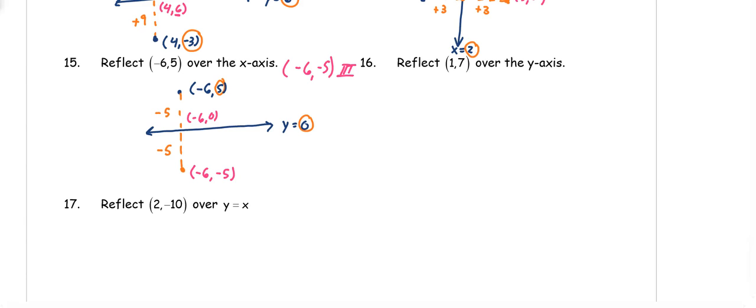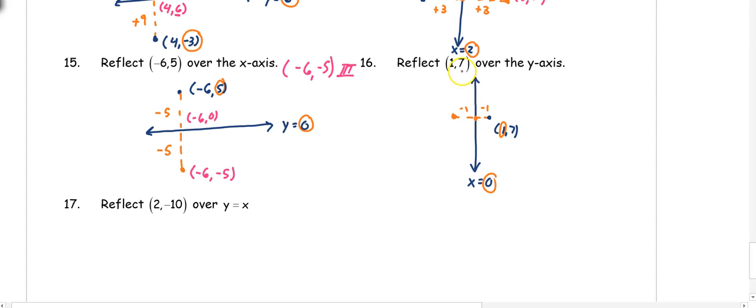Number 16, reflect over the y-axis. So the y-axis is our vertical axis. It's where x equals 0. And the point is 1, 7. So it's going to be on the right side of the y-axis, or the x equals 0 line. So how do I get to the x equals 0 line, and then how do I get to the other side? So to get from 1 to 0 as an x coordinate, I would subtract 1.